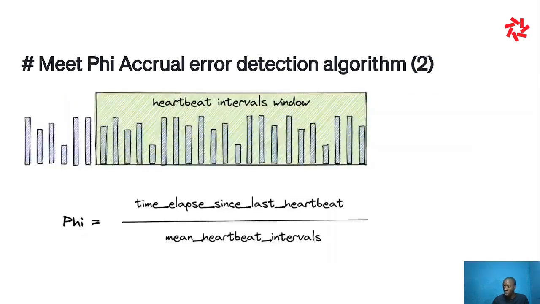So in a schema, this is how we could draw it. This green is the window, the heartbeat interval window we care about, and these bars represent the interval between the last reported heartbeat and the currently reported heartbeat. These are the intervals that we have dropped, and these are the ones that we currently consider inside this window. So the phi value will be this value, the time elapsed since the last heartbeat, that is this last value, divided by the mean of the heartbeat intervals, the mean of everything we have inside this window.